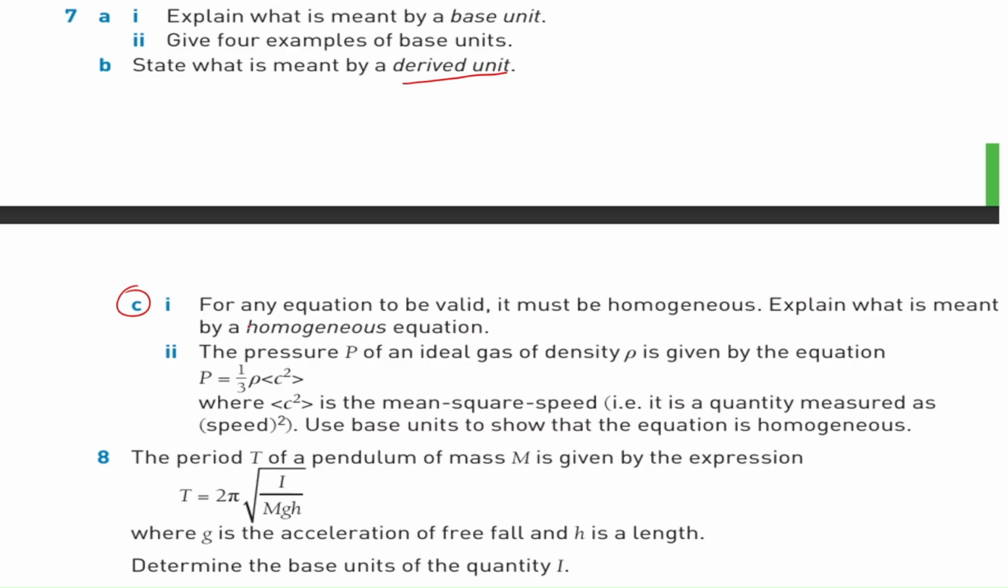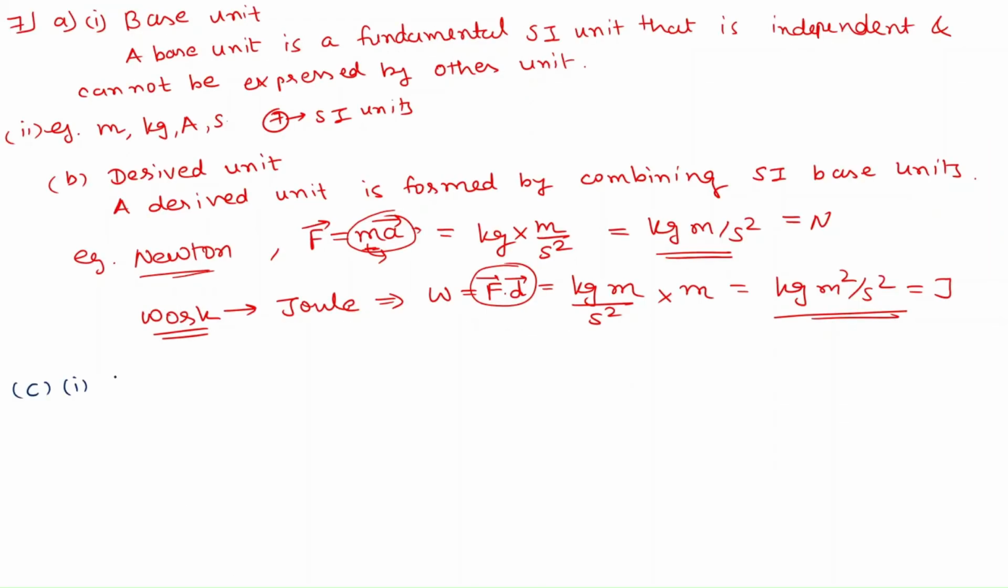Now in C, for any equation to be valid, it must be homogeneous. Explain what is meant by a homogeneous equation. In our last video we discussed the homogeneous equation, which must be followed by all equations in physics. Let me first write a definition of it, then we will discuss.